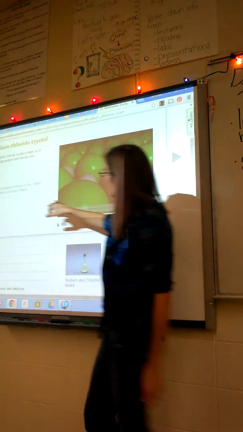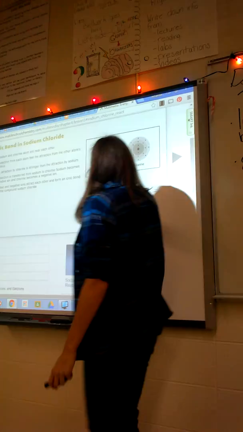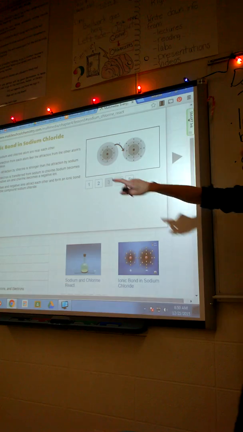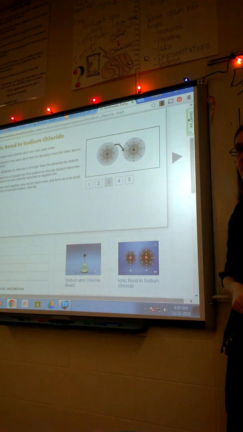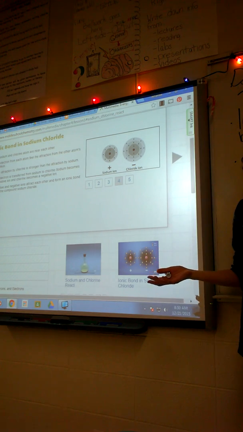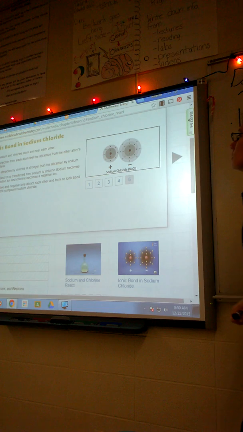Oops, no, go back. That looks good. Go back. There you go. Okay, so we've got the pole. The electron is transferring. It's kind of funny how they depicted that. And we end up with the positive sodium ion, the negative chloride ion. In the end, we have sodium chloride. The two atoms are simply touching together.